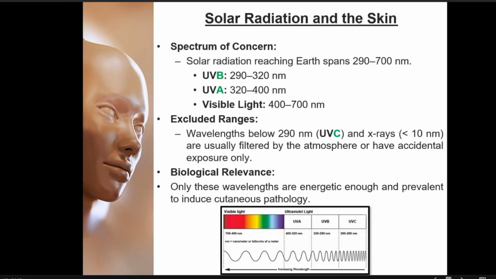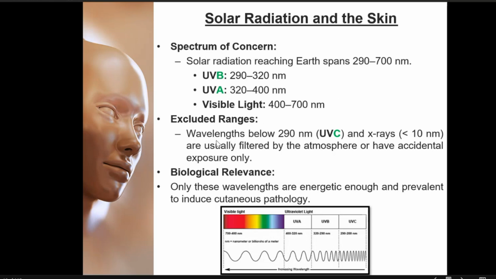This is the different solar radiation and the skin. This is the spectrum of solar radiation. Ultraviolet B wavelength is almost 290 to 320 nanometer, and ultraviolet A wavelength is 320 to 400 nanometer, and the wavelength of visible light is 400 to 700 nanometer.